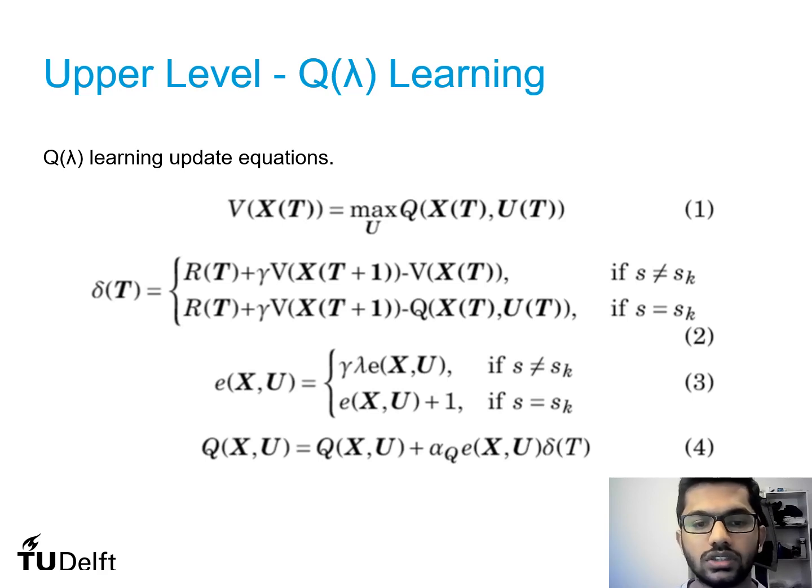The third one is the eligibility trace. Similarly to the prediction error, there are two equations. One is for the current state and the other one is for the remaining states. The lambda in the eligibility trace takes values between 0 and 1, which is known as the trace decay parameter. The last equation denotes the final update step of the Q value function. So the Q value function is updated based on the prediction error, eligibility trace, along with the learning rate alpha.